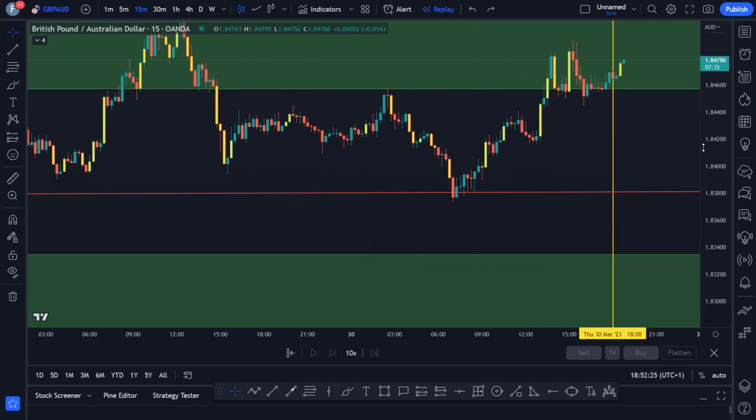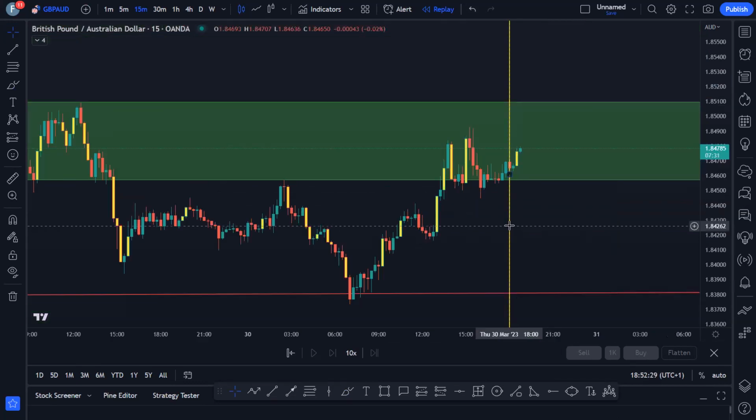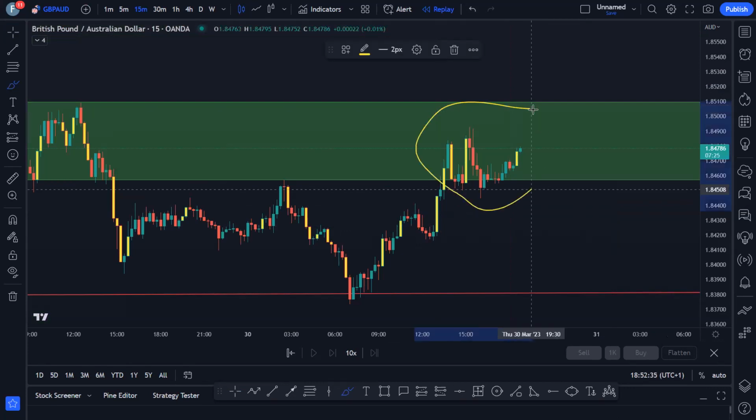So if you see a head and shoulder pattern form here, take the shot for a sell, using proper risk management.